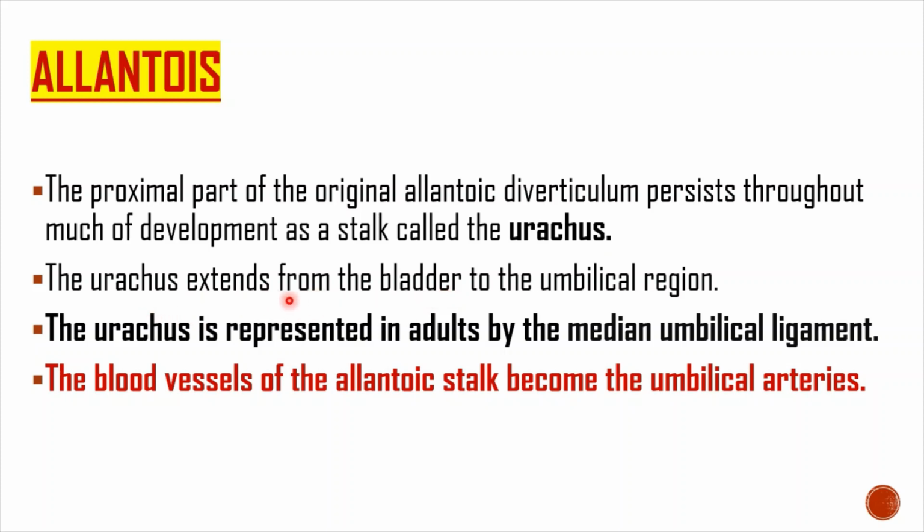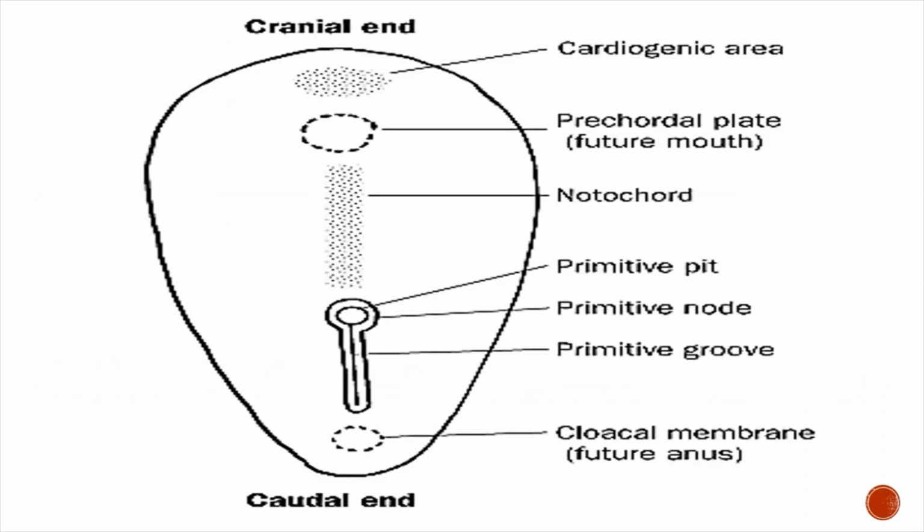The urachus extends from the bladder to the umbilical region, and the blood vessels of the allantoic stalk become the umbilical arteries. So this is the importance of the allantoic stalk. The blood vessels that develop in the allantoic stalk become the umbilical arteries. You know, the umbilical arteries facilitate exchange between the mother and the embryo.